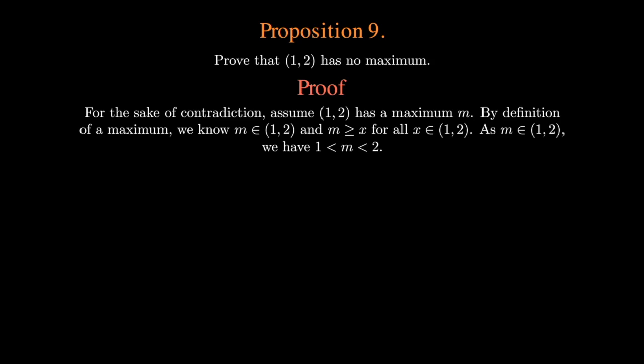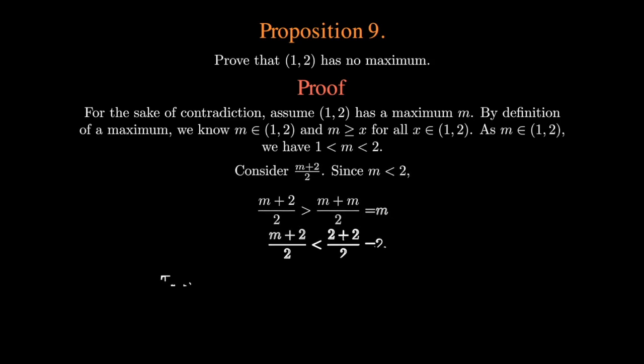We then use the definition of a max to say that M will be greater than or equal to any number in the open interval from 1 to 2. Further, we know that M is in the open interval from 1 to 2 since it is a maximum. From the definition of an open interval, we can say that M is strictly between 1 and 2.